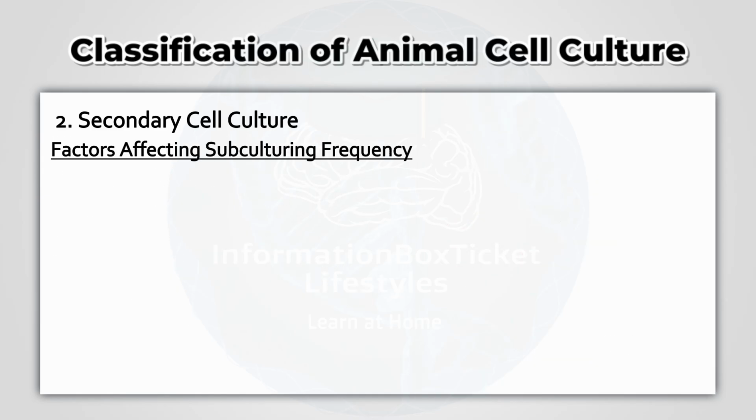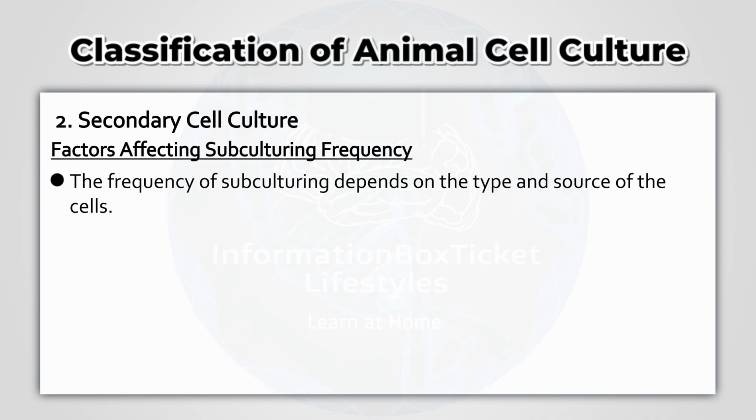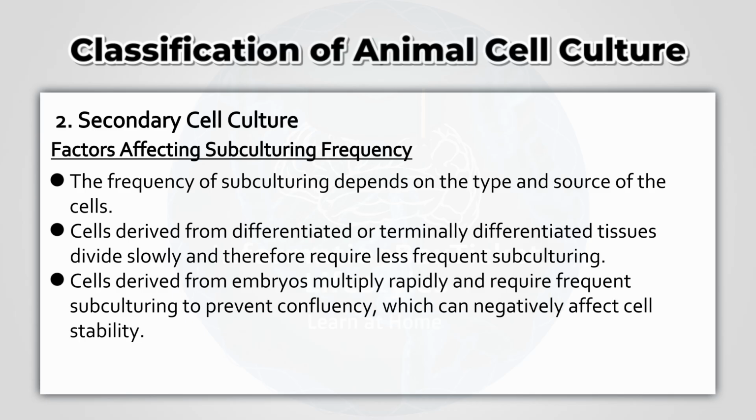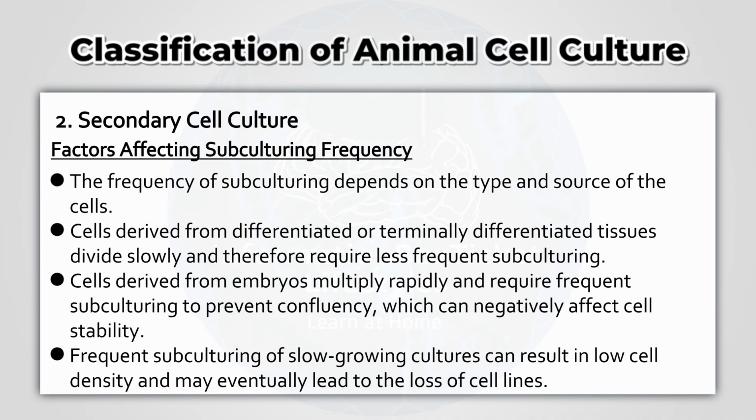Factors affecting subculturing frequency. The frequency of subculturing depends on the type and source of the cells. Cells derived from differentiated or terminally differentiated tissues divide slowly and therefore require less frequent subculturing. Cells derived from embryos multiply rapidly and require frequent subculturing to prevent confluency, which can negatively affect cell stability. Frequent subculturing of slow-growing cultures can result in low cell density and may eventually lead to the loss of cell lines.